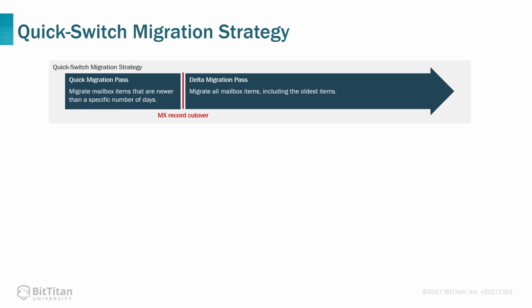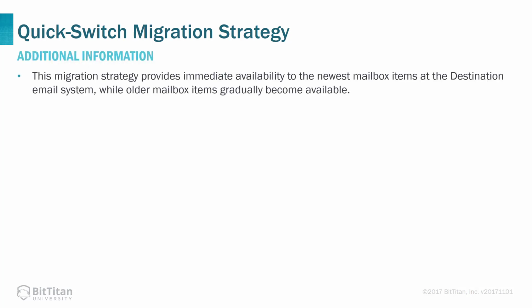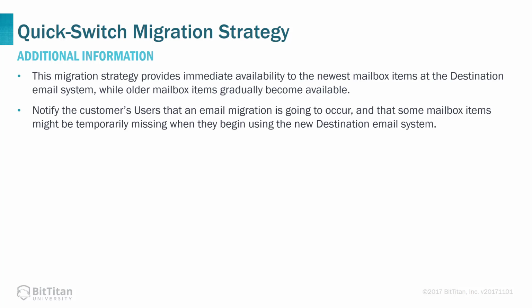Here's some additional information about performing a mailbox migration using the quick switch migration strategy. This migration strategy provides immediate availability to the newest mailbox items at the destination email system. Older mailbox items gradually become available after the MX record cutover. In this case, the customer's users should be notified that some mailbox items may be temporarily missing when they begin using the new destination email system.